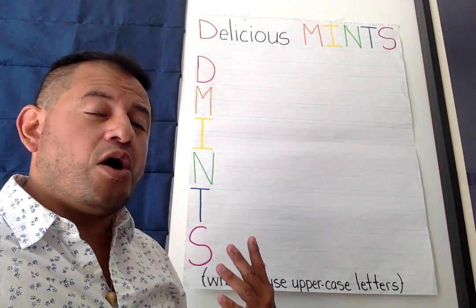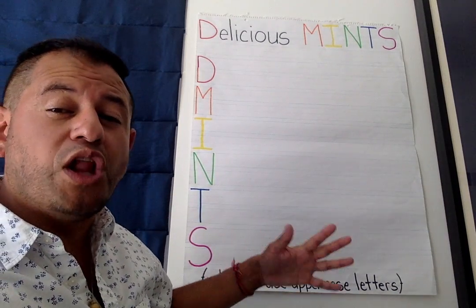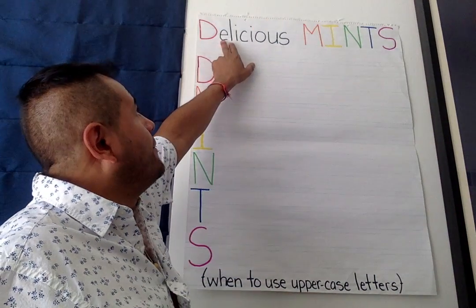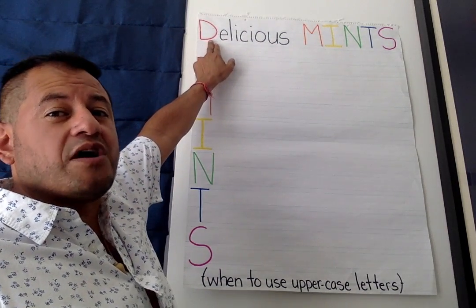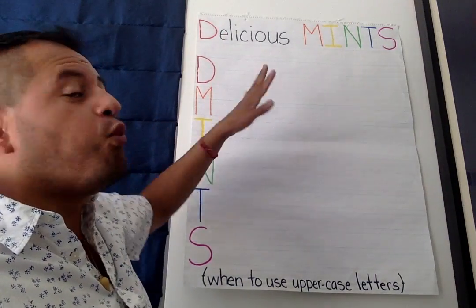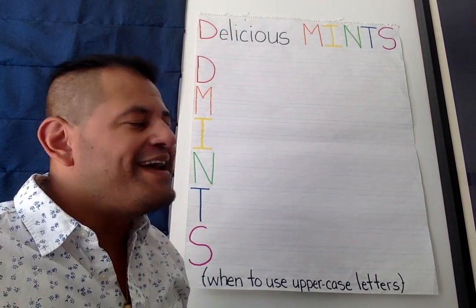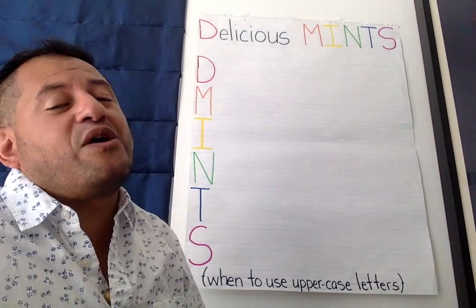Now, we know that maybe they're known as uppercase or lowercase. Here we have lowercase, and this is an uppercase letter. We also know it as a capital letter, okay? And I'm going to show you when we use an uppercase letter. Now, the reason why I call them delicious mints is because sometimes I forget when to use them.